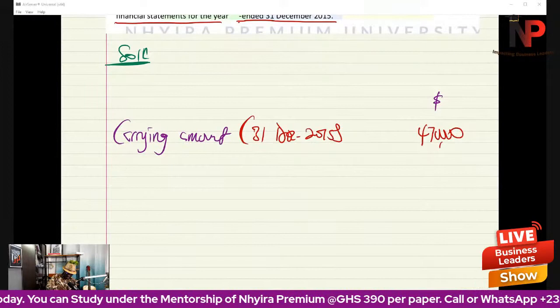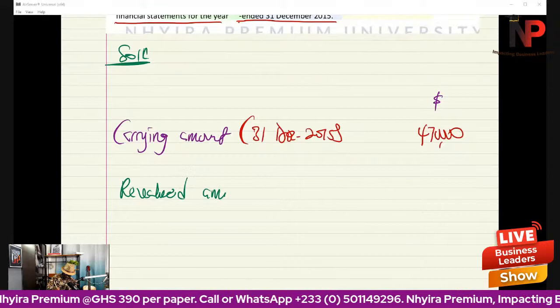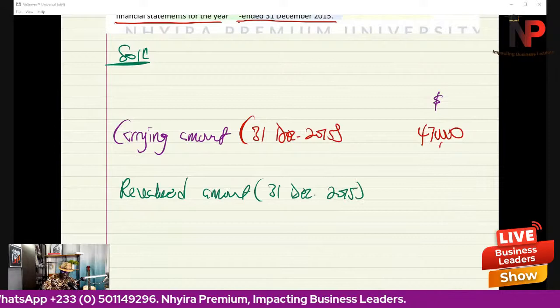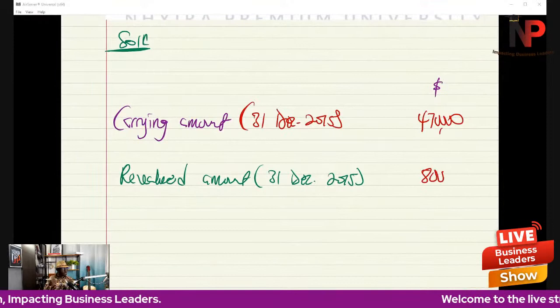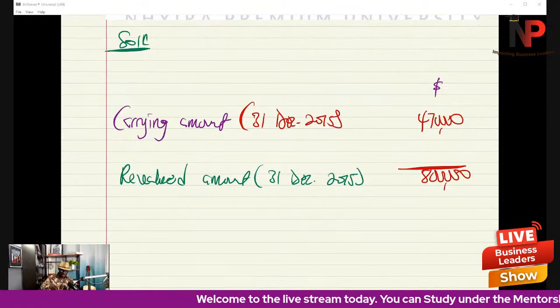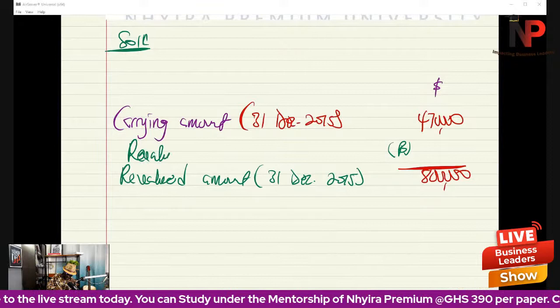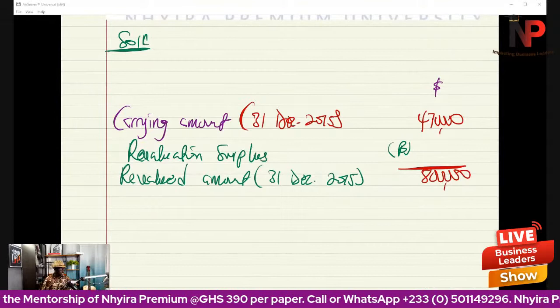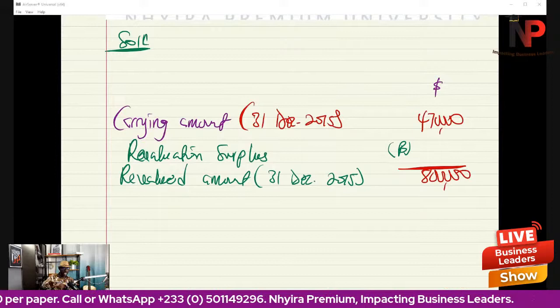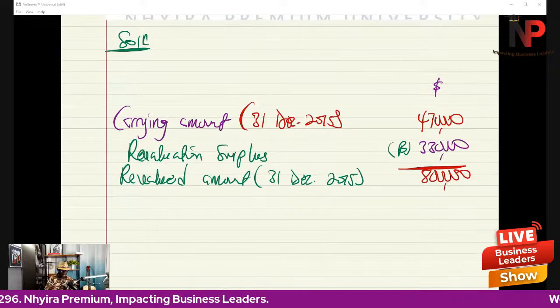We're going to bring this up a little bit. So revalued amount, it's happening on the same date, 31st December 2015, and that is going to be an amount of $800,000. So if you look at it, you realize that the revalued amount exceeds the carrying amount. So the balancing figure is going to be revaluation surplus, which will go to the other comprehensive income. Okay? Revaluation surplus, which goes into the other comprehensive income. So if you do the math, 800 minus 470, and that is $330,000. And that will go to the other comprehensive income, the OCI.